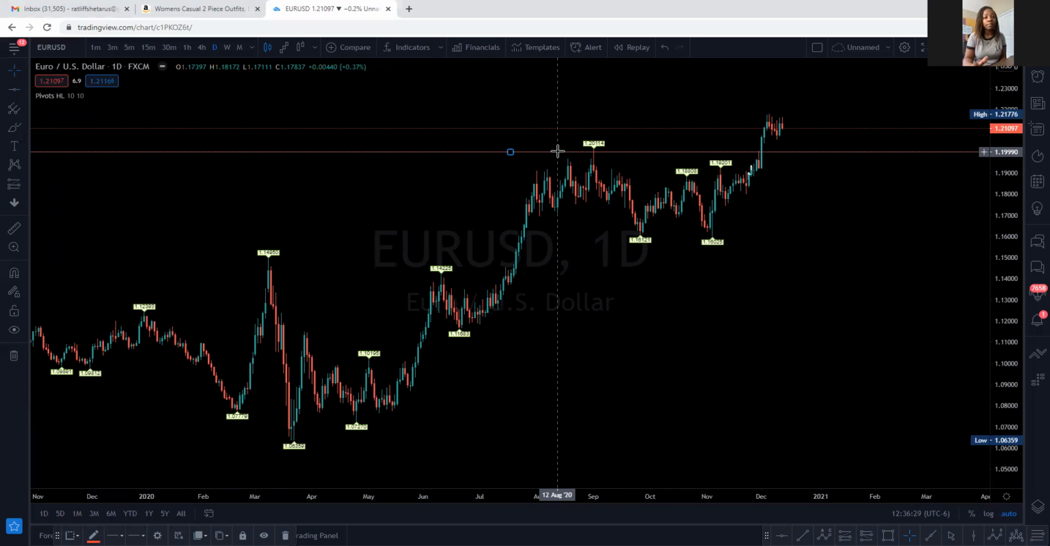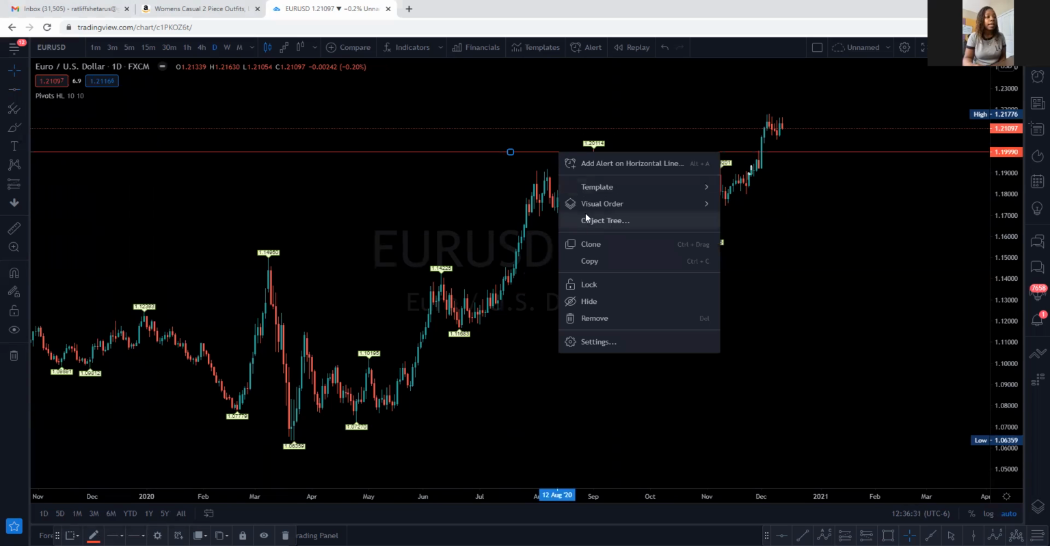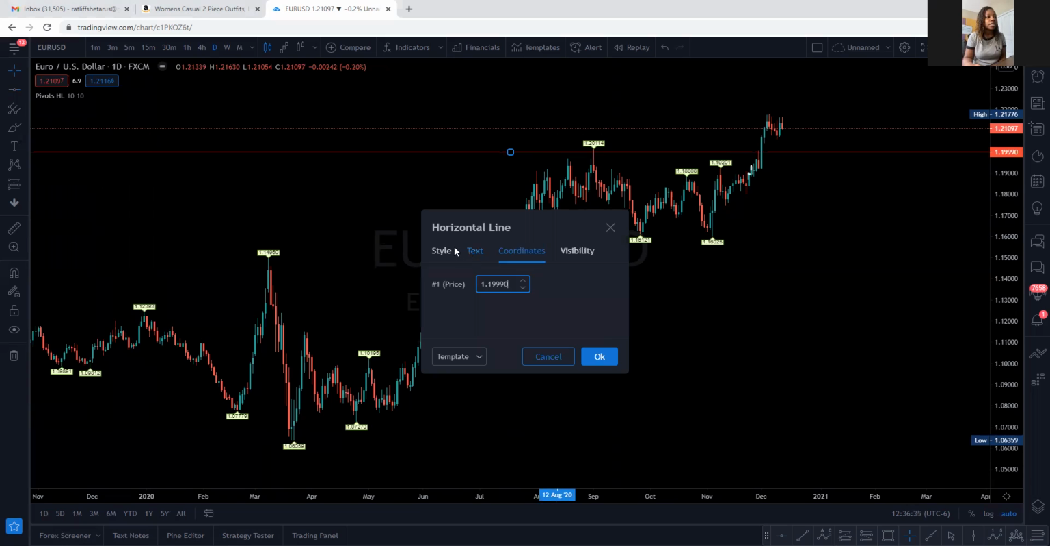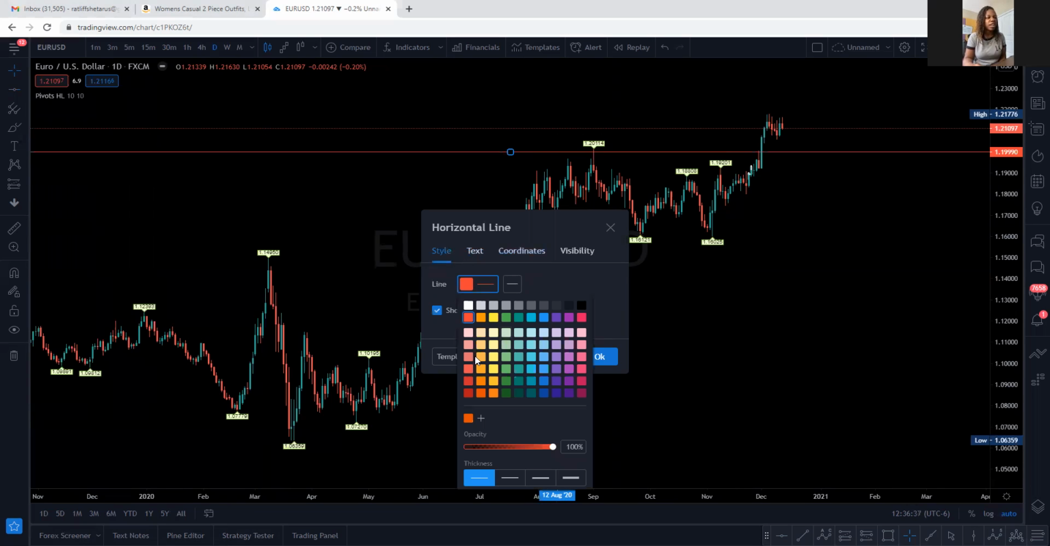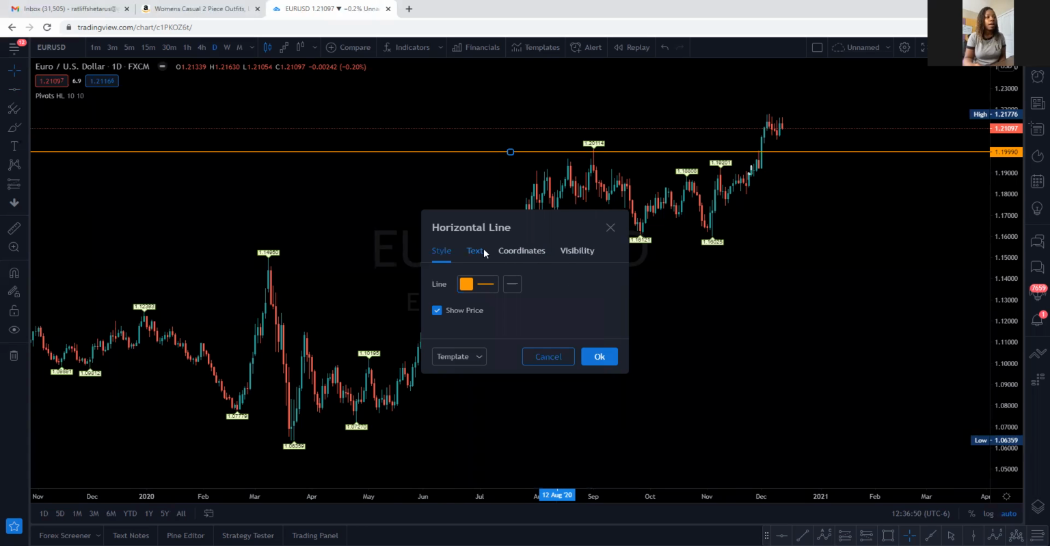Mine is red, but you can right click it and make it any color you want. Go down to settings, go to style, and pick your color. If I wanted orange, white, whatever color, I can do it that way. I can also make the thickness what I want, a little thicker so I can see it better. All right, now I'm going to push OK.